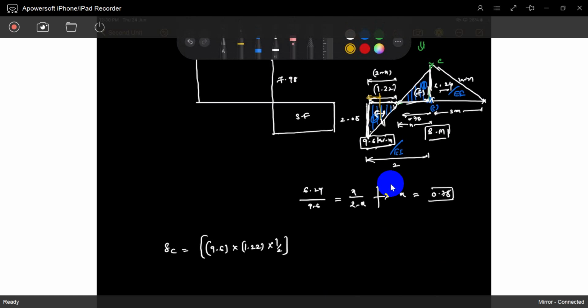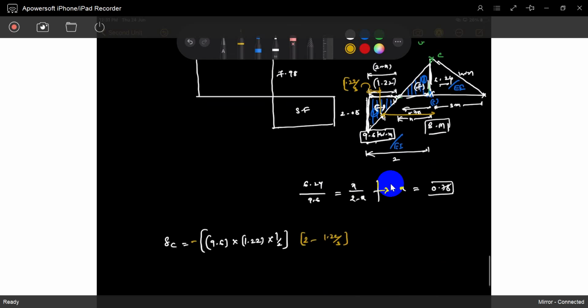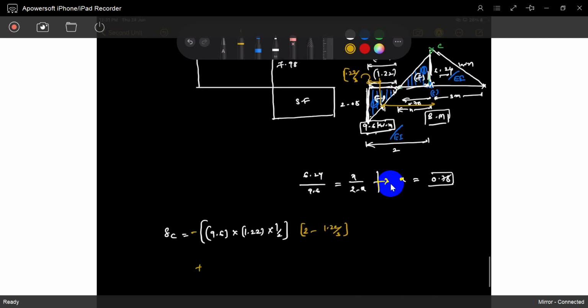So this distance is what? 1.22 by 3. One by three, this is acting at one by three. So we want this distance. This total is 2, 2 minus 1.22 by 3. This is a negative, so one is positive, one is negative. Negative. So that's it. And next, positive, this area. What is that area? 6.24 into distance. 0.78 into half. That is the total load.